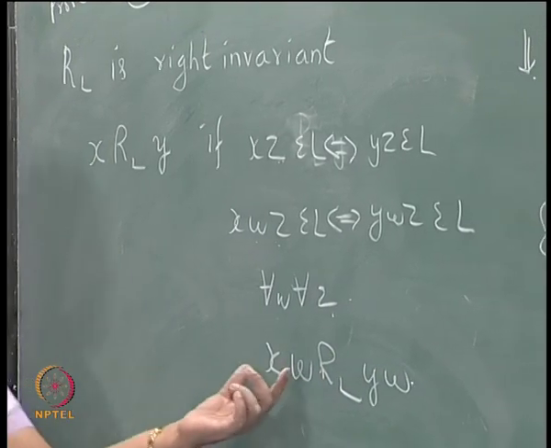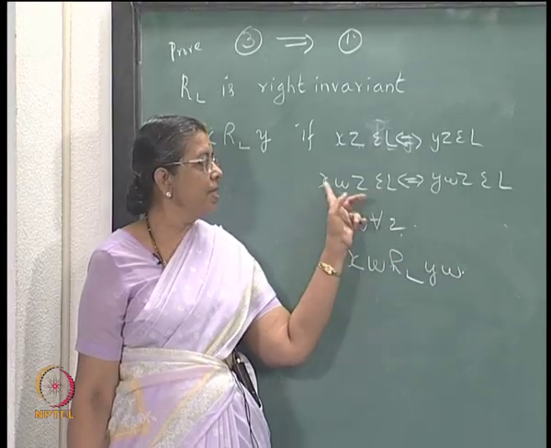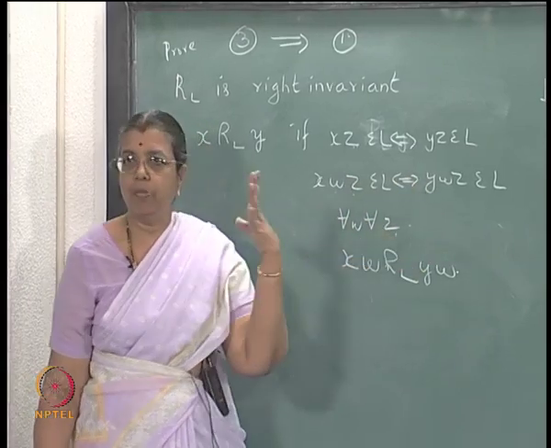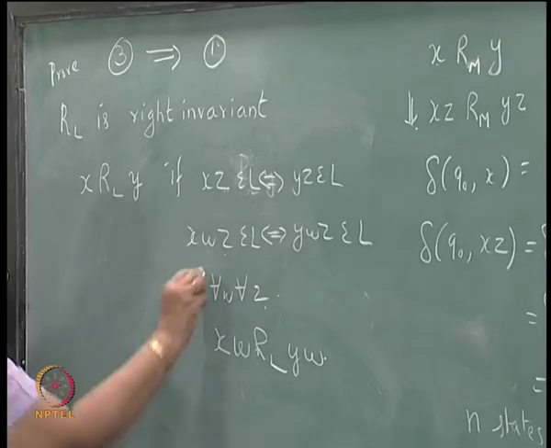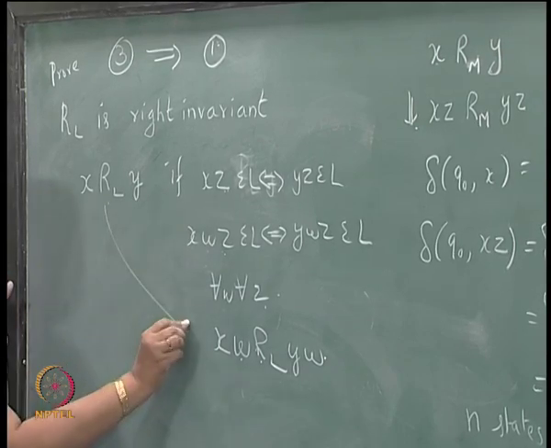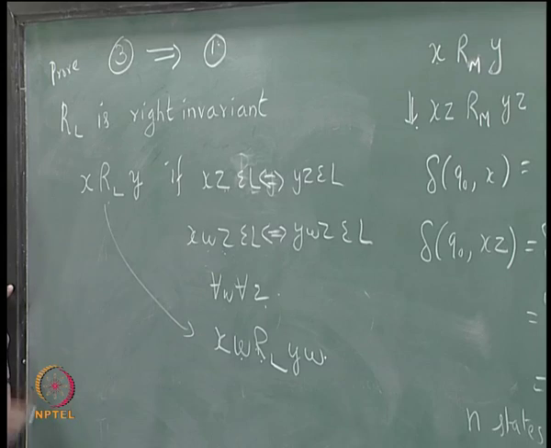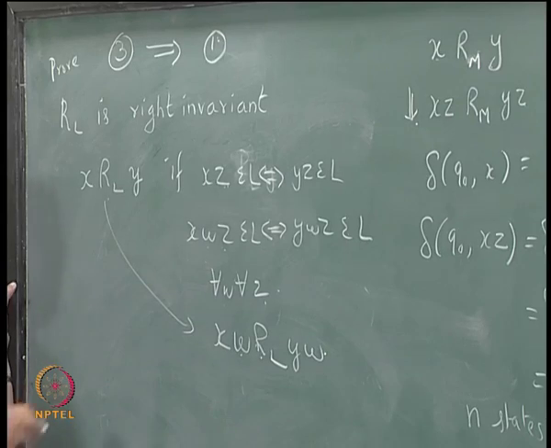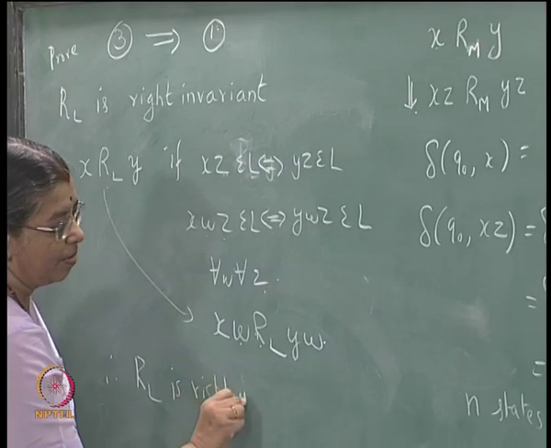When can you say XW is related to YW? Whatever may be Z, for XWZ and YWZ, either both of them should be in L or both of them should not be in L. So, from this you can conclude that XW is related to YW. You started with this and you have come to this. What does that mean? RL is right invariant, is not it? So, therefore, RL is right invariant.